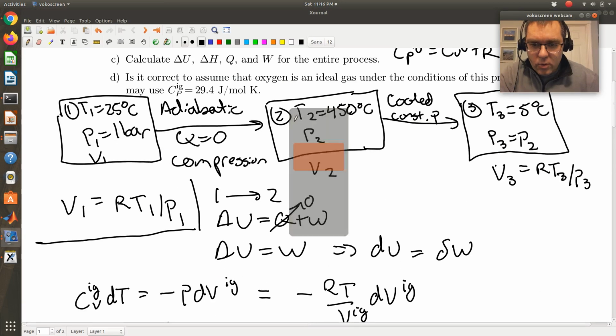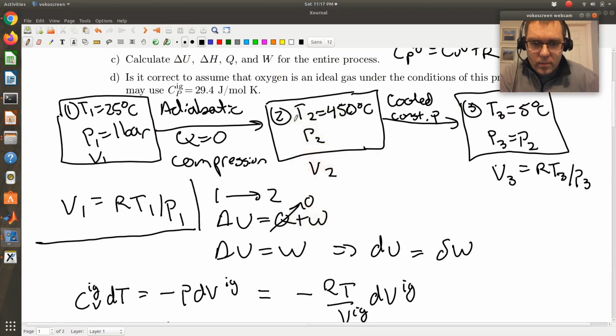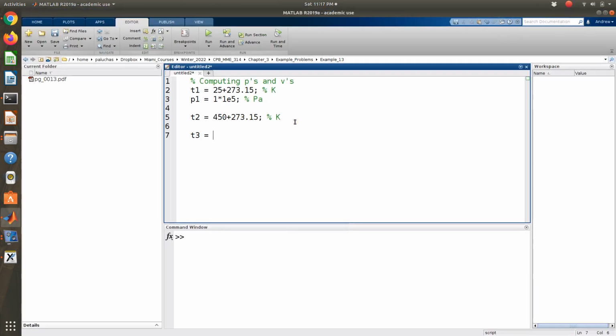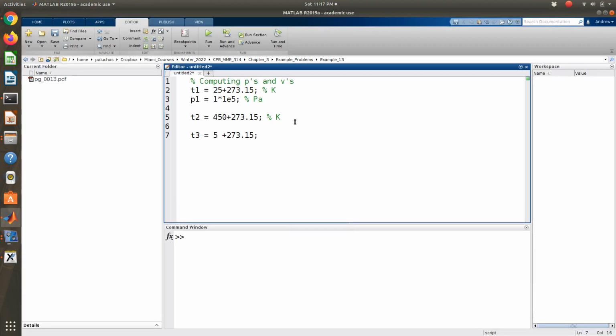So T2 was 450, again plus 273.15, so I get that in Kelvin. Pressure I don't know. T3 is 5 degrees, and I'll add my 273.15 to that, so I get that in Kelvin, and I don't know P there either. I'll need my gas constant.